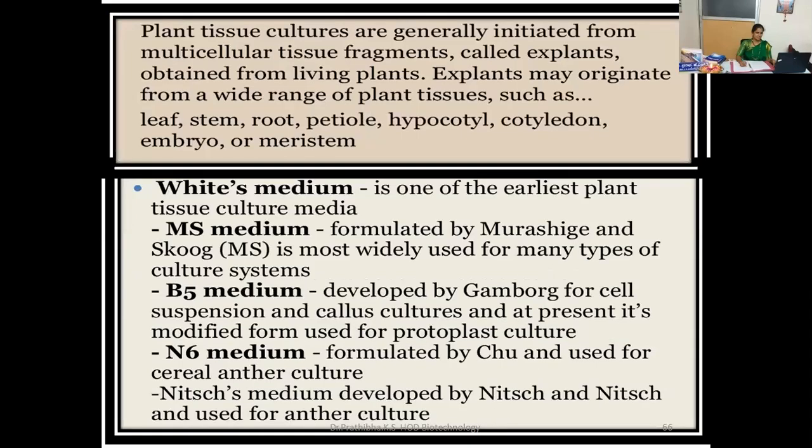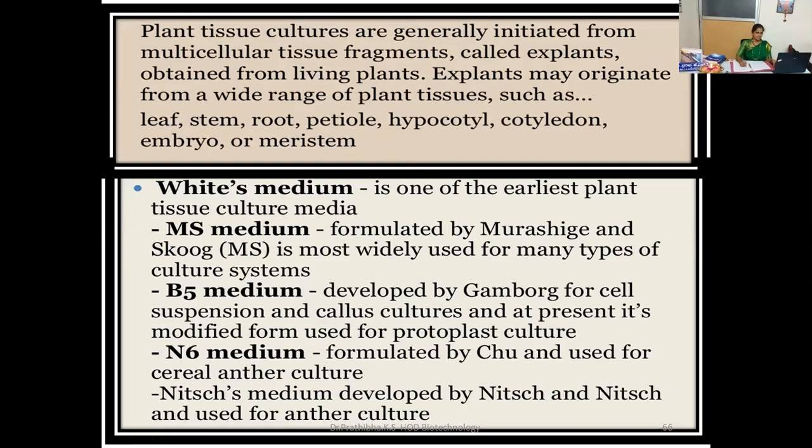So to conclude, plant tissue cultures are generally initiated from multicellular tissue fragments called explants obtained from living plants, right? Explants may originate from a wide range of plant tissues such as leaf, stem, root, petiole, hypocotyl, cotyledon, embryo, meristem, or even endosperm. Any part of the plant you take will be able to regenerate into an entire plantlet.